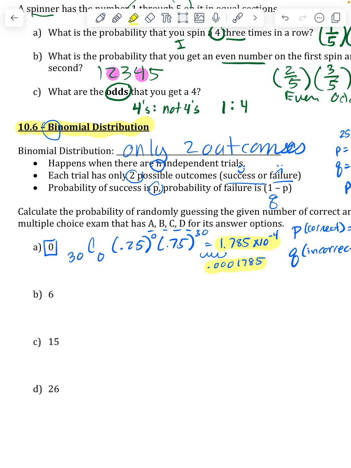I don't care if you want to write your answer like this. Here, I'm going to have 30 tries, but I'm going to get 6 of them right this time.